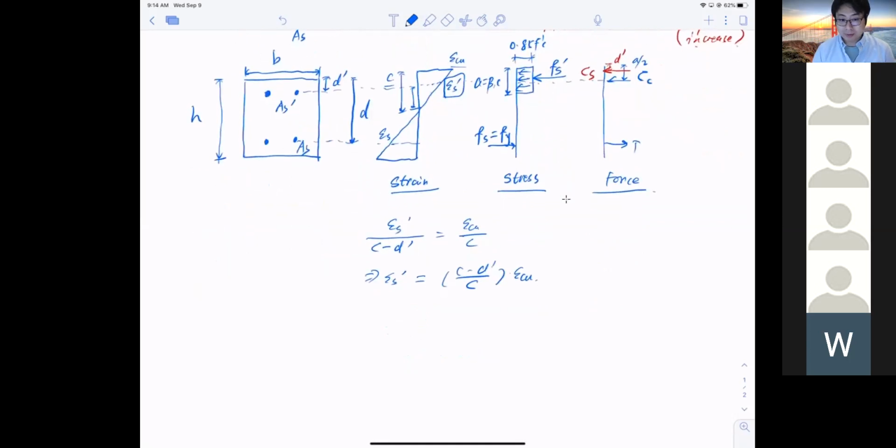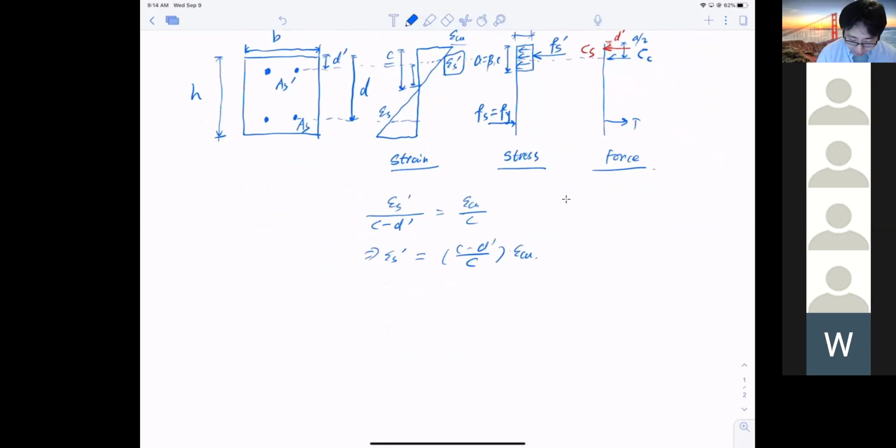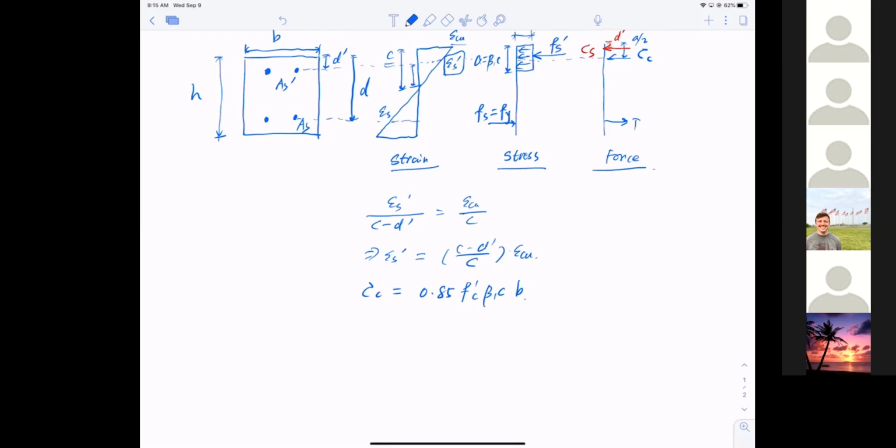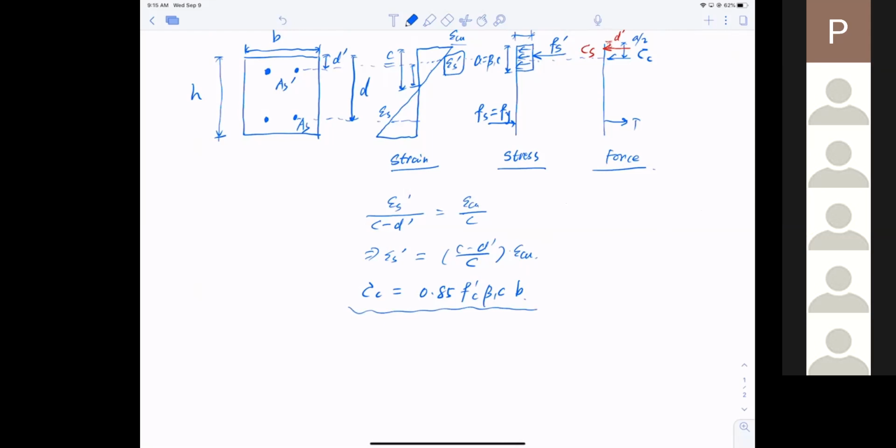The top bar. All right, so now let's take a look at the concrete. Concrete force equals what? 0.85 f prime c, beta 1 c b, like before for the Whitney stress block. Do you guys see any problem when I write this? Do you think this makes sense for the concrete compression? I already added compressive reinforcement, but I'm using the same old equation as I used before for the Whitney stress block. Literally, is this the right way to write it?